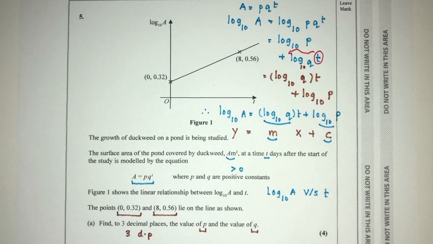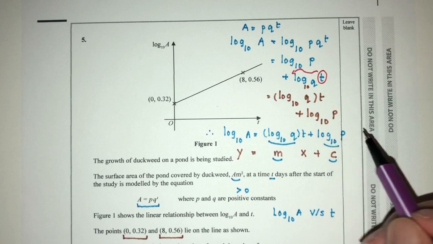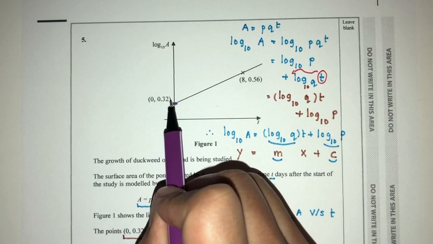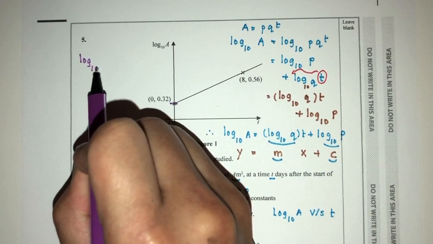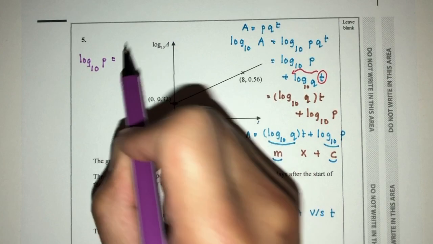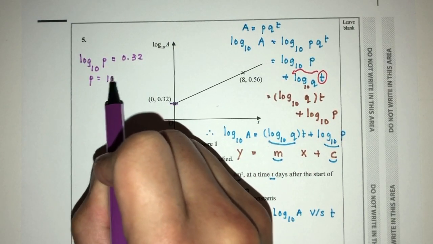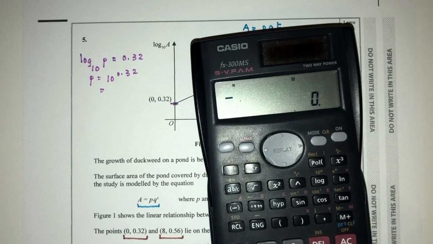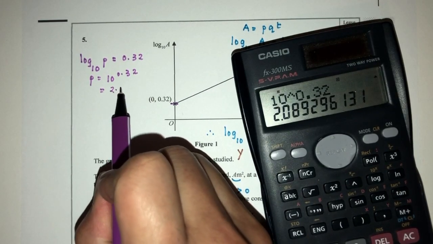So let's solve this. This is the y-intercept, which means where your line cuts the y-axis. Now this value here is simply 0.32, which means log base 10 of p has to be 0.32, which means p has to be 10 to the power 0.32. Let's see what we have. That will be, correct to 3 decimal places, 2.089.